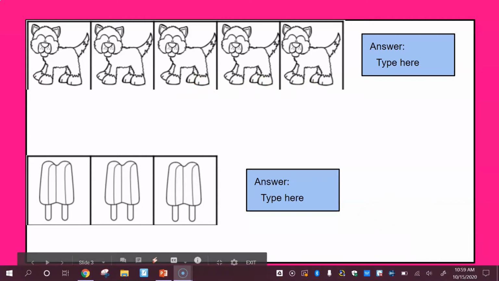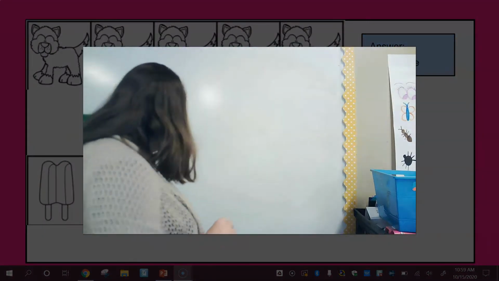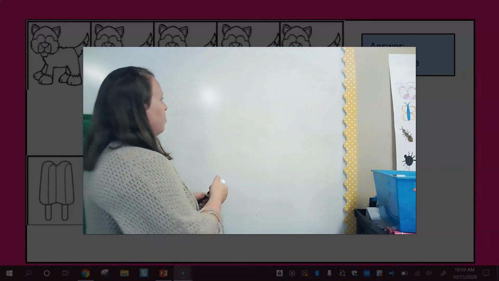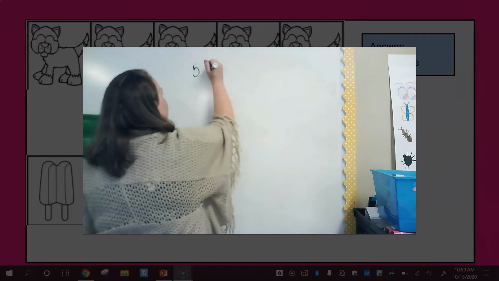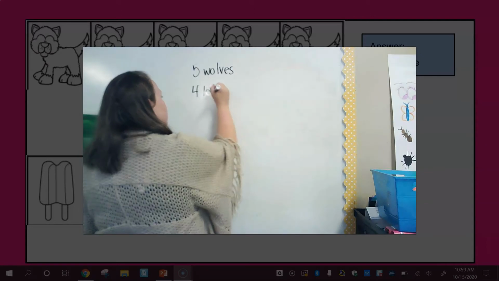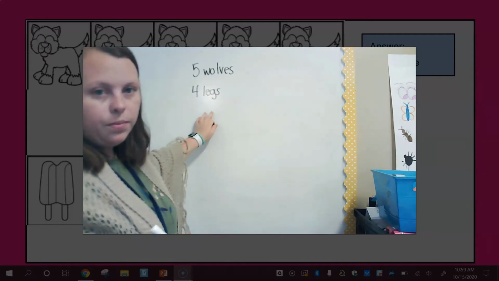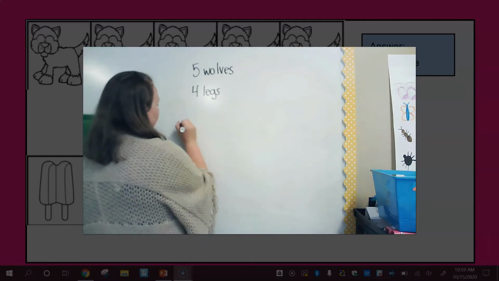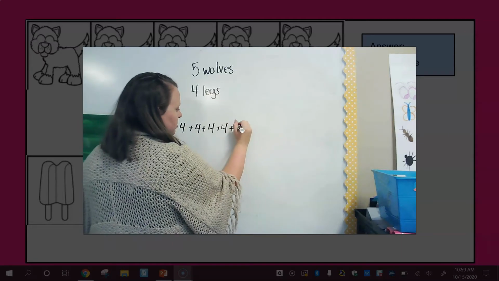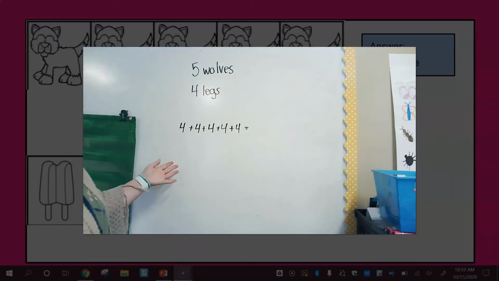So I'm going to try to make my screen bigger. Okay, so hopefully you can see me. So there are 5 wolves and 4 legs. So we need to see how many legs there are in all. And because each one has 4 legs, we add 4 5 times. 1, 2, 3, 4, 5. So that's what we need to solve, and that's what you're going to write.